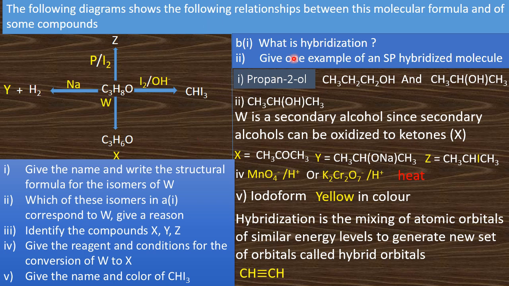But maybe we should answer this part. The next part wants us to give an example of an sp hybridized molecule, right? In such a case, guys, all you should be thinking about is simply the alkynes, not the alkyl groups, sorry, the alkyne groups, because the alkane groups, in fact all of them, guys, will give you an sp3 hybridized orbital, right?